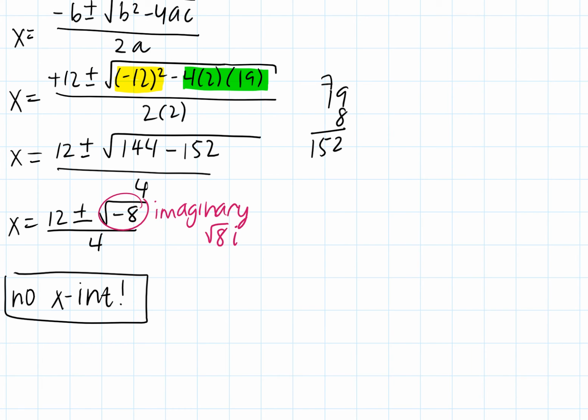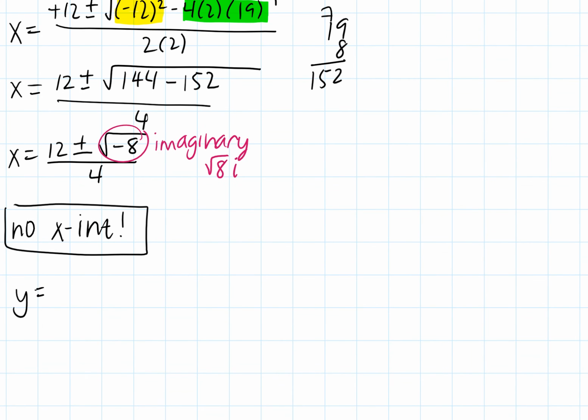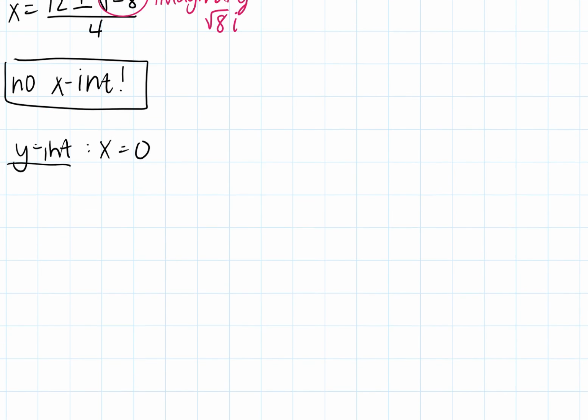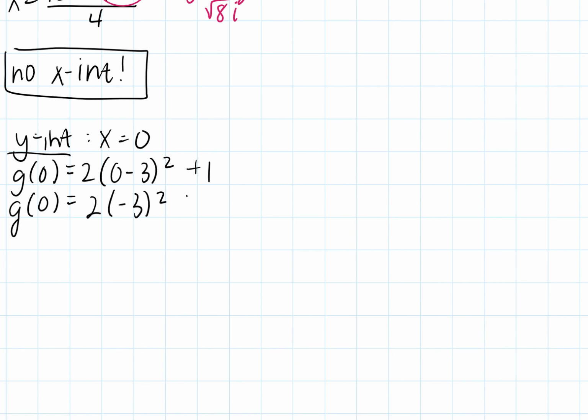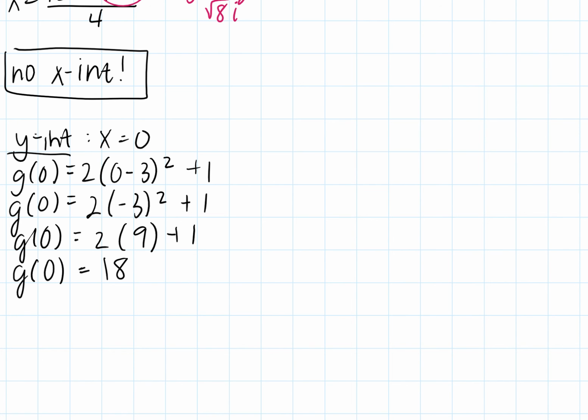Doesn't mean there's not a y-intercept, so let's try to find that. Again, we're finding y-intercepts by setting x equal to 0. So we have g of 0 is 2 times the quantity 0 minus 3 squared plus 1. Order of operations, deal with what's in the parentheses first, then exponents, then multiply. So we have the y-intercept (0, 19).